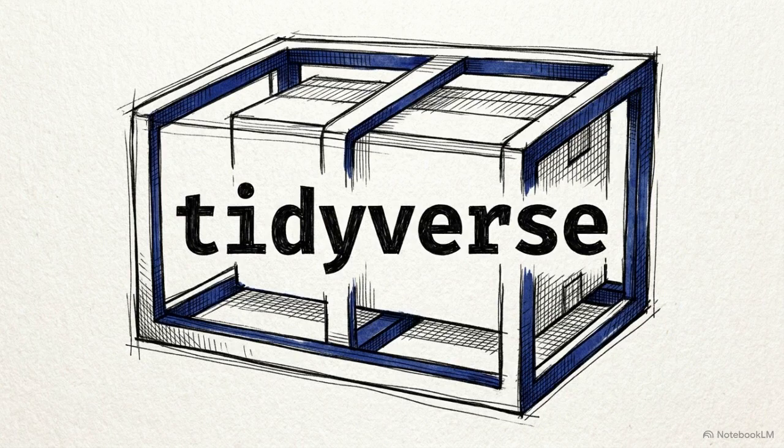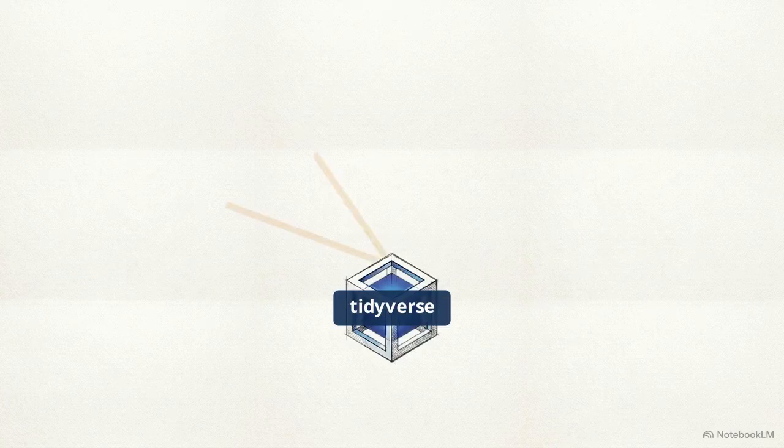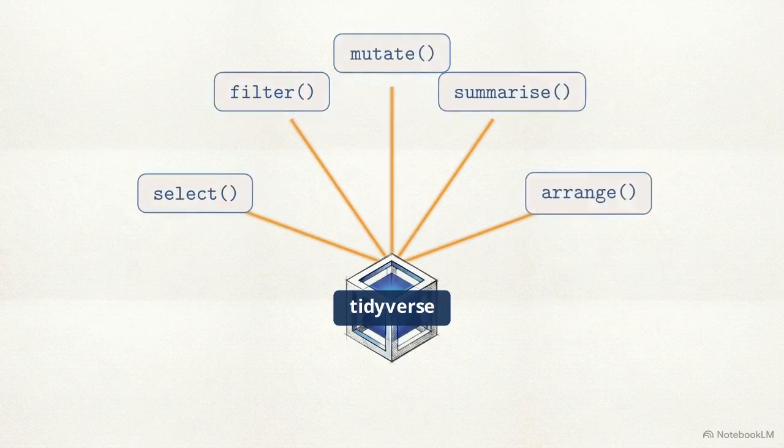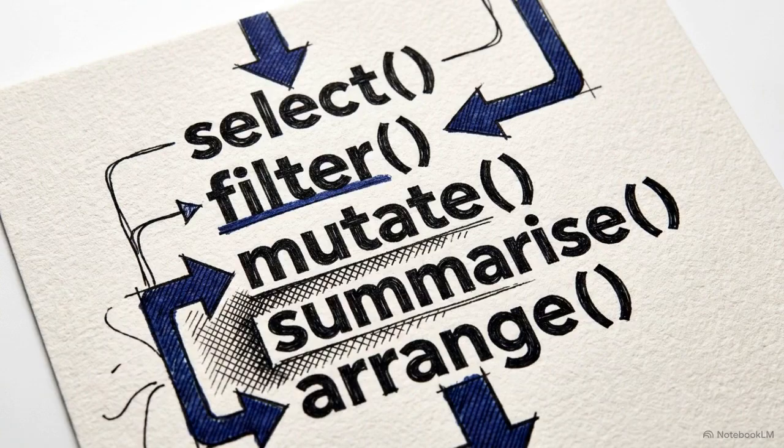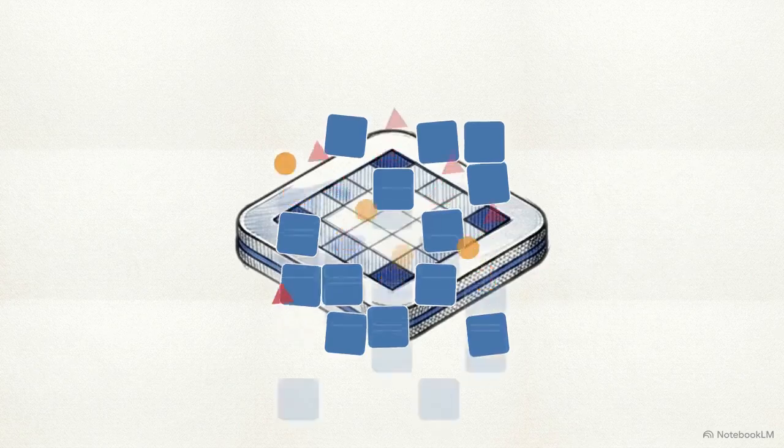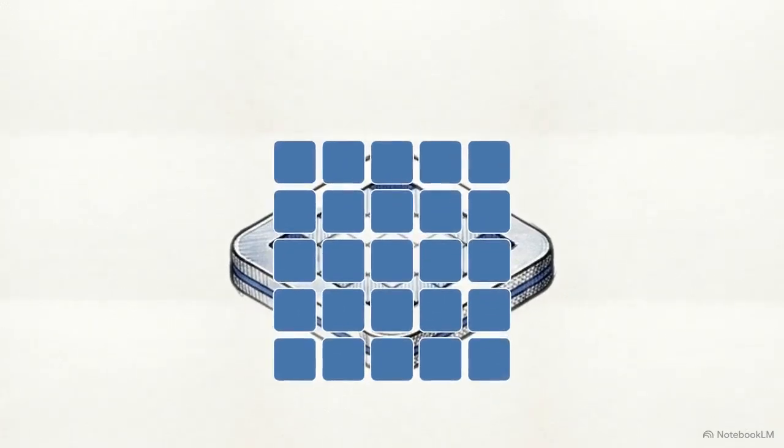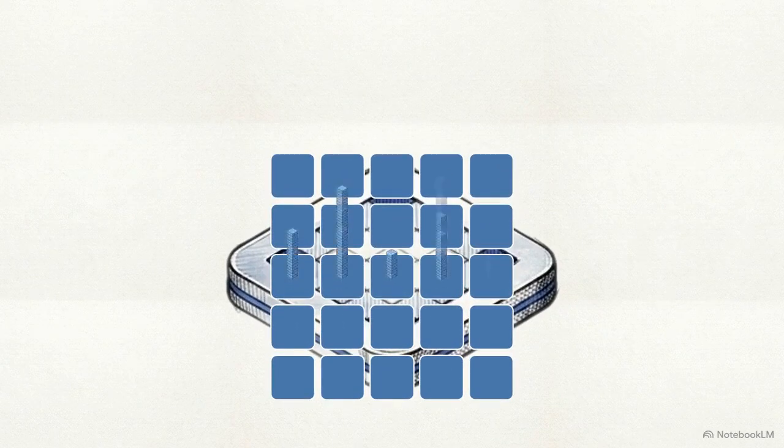To tame this information, we use a specific package called the Tidyverse. It provides a dedicated set of commands, often called verbs, that handle the heavy lifting of data manipulation. Mastering these core verbs is your starting point. Sorting, filtering, and reshaping your data ensures that your charts and models are built on a consistent, well-defined foundation.